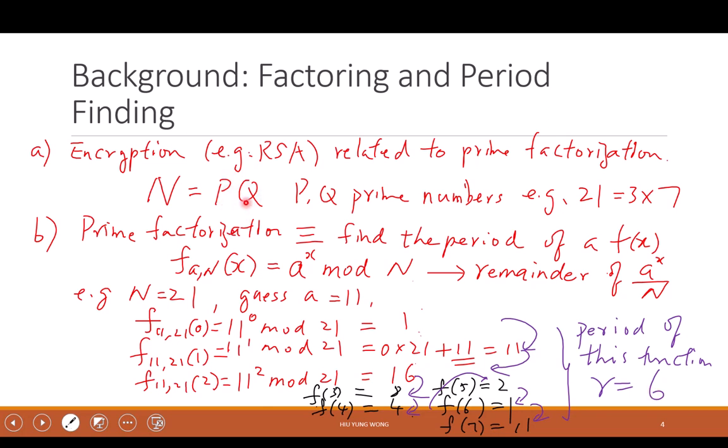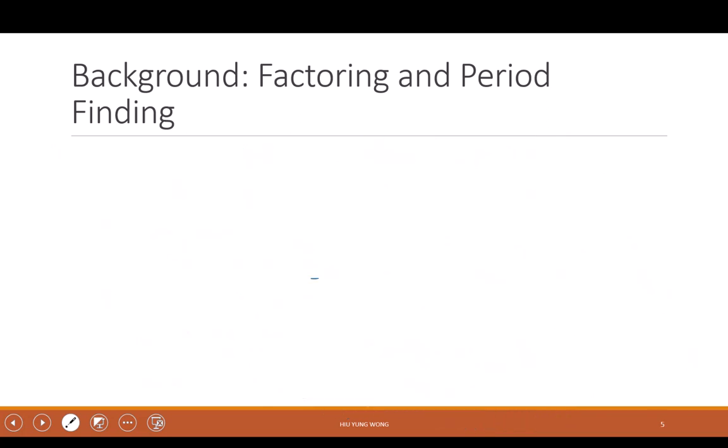And now I'm going to tell you that you can use this r to find the prime factor very fast. But finding this period is as slow as just finding the prime factorization. Any questions? I just set the context. Basically, you don't learn anything new. You just trust what I say, and if you want to learn more, you can learn from other sources.